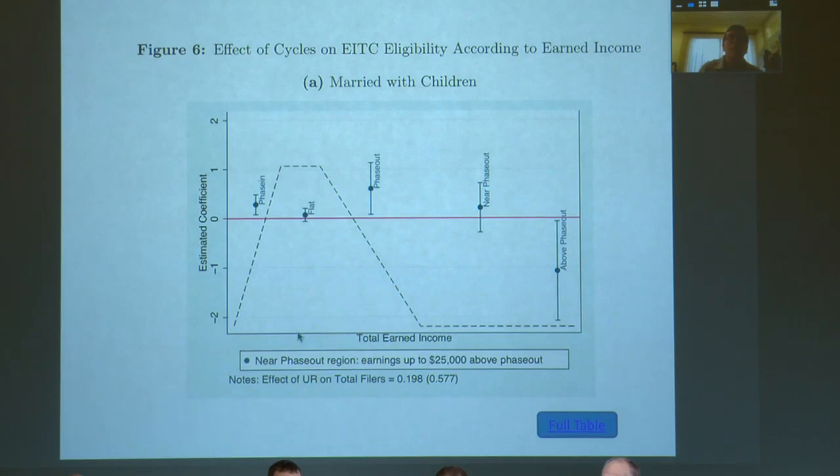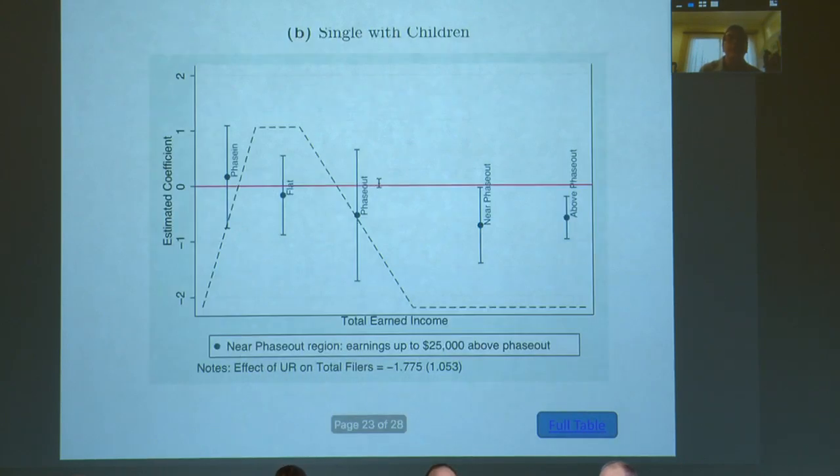So this graph is splitting this out by looking at the number of filers in the various ranges, okay? And you see an increase in the number of married filers with children in the phase-out range. This is the analogous graph for singles with children, and you see not much going on here, maybe an increase in those in the phase-in range, and then I had already showed you what the extensive margin was for this.